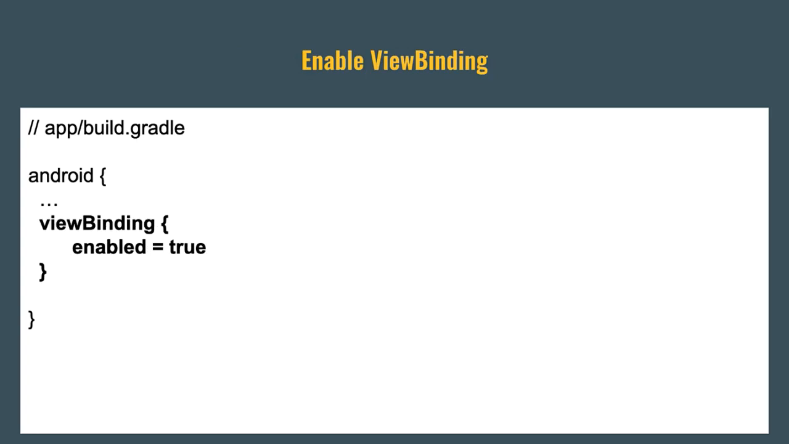Like I mentioned, this is all happening with a compiler option that's generating this code for us. And we enable that in our app's build.gradle file. Within the Android configuration block, we add this viewBinding configuration and set enabled equal to true. Once you've done that and done a sync and maybe a rebuild on your project, when you have layouts, it should generate these binding classes for you based on the XML.